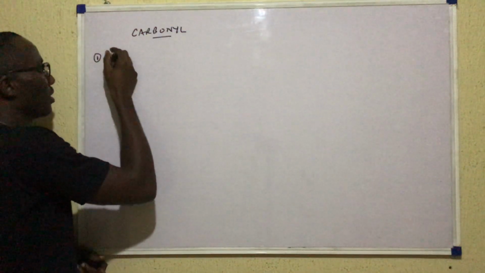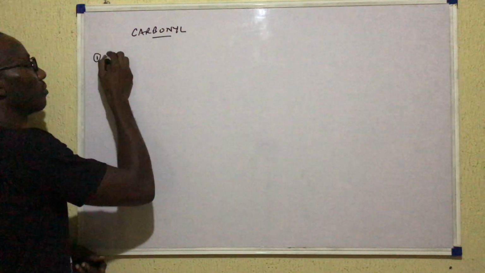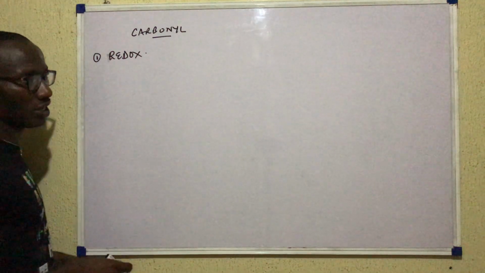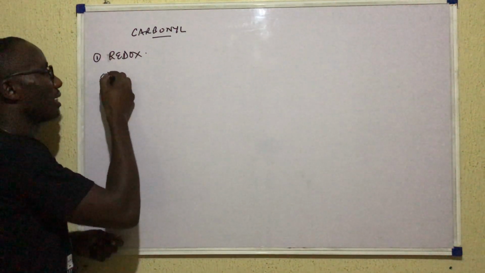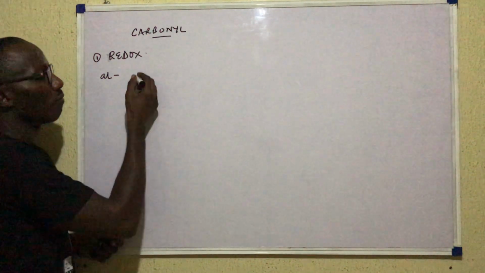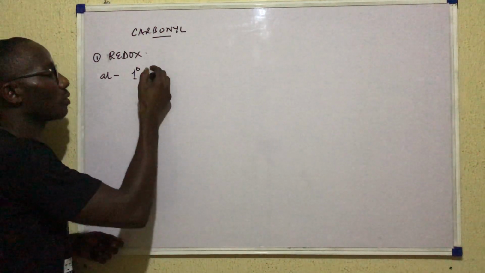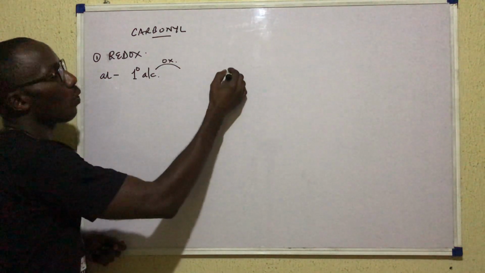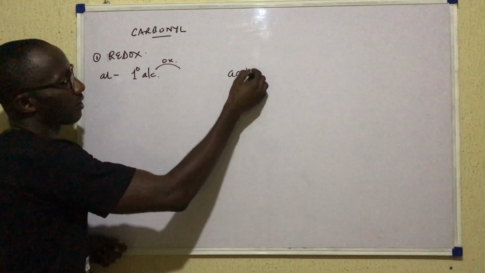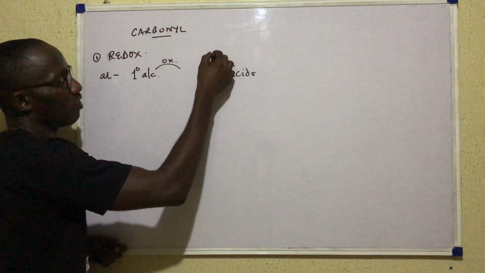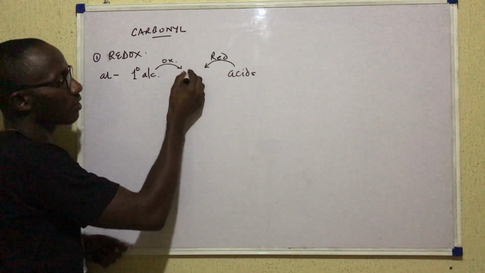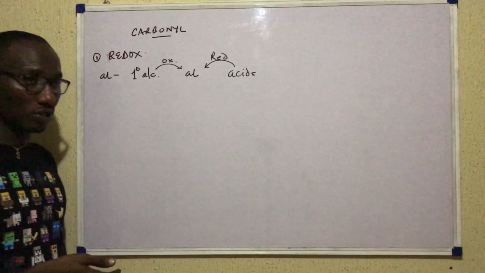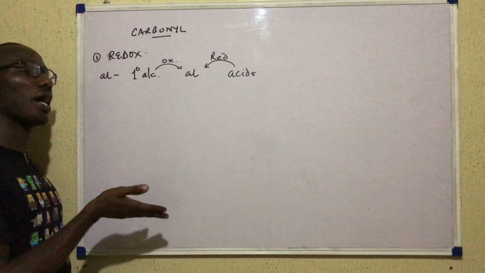Number one reaction is redox. And what do we mean by redox? Reduction and oxidation. Now for alkanals, we can get them from primary alcohols. How? By oxidizing them, or we get them from alkanoic acids. How? By reducing alkanoic acids. So alkanals can be obtained from primary alcohols by oxidation or from alkanoic acids by reduction.